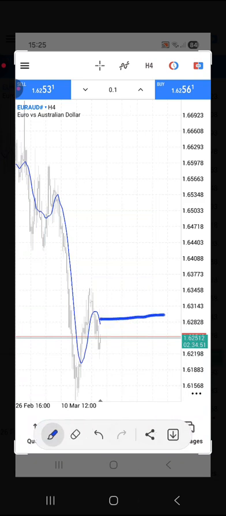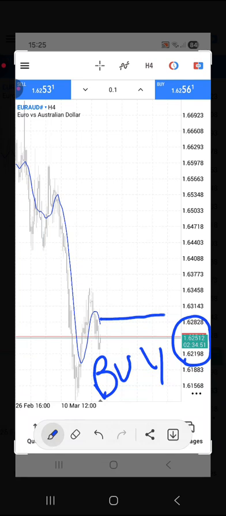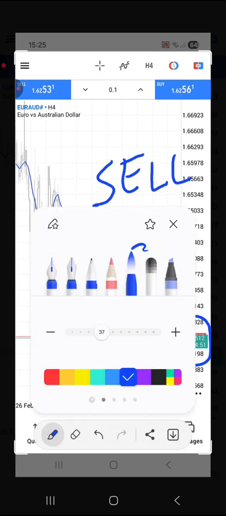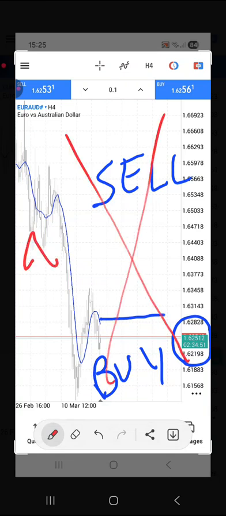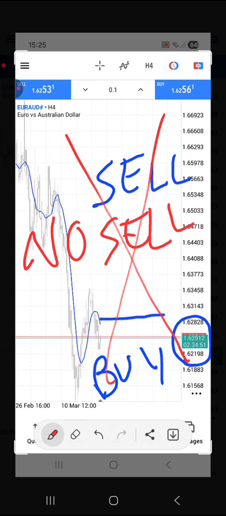If it's below that blue line, what do we do below the blue line? We only buy below that blue line. So price right now is below that blue line. We only want to do a buy, but it's telling us to sell. We only sell if it's above the blue line. So since price is below the blue line, we do not do the trade. I call this a no sell. I would not do this trade.